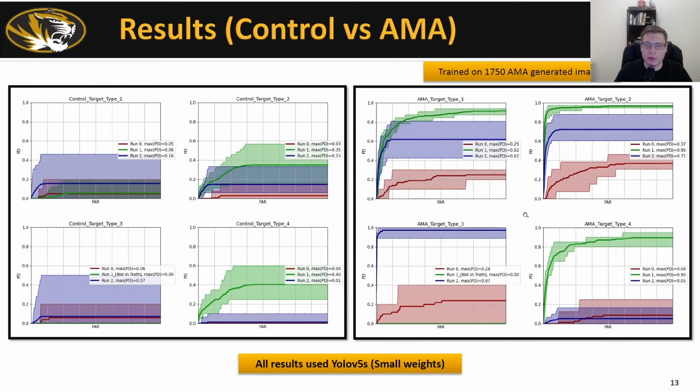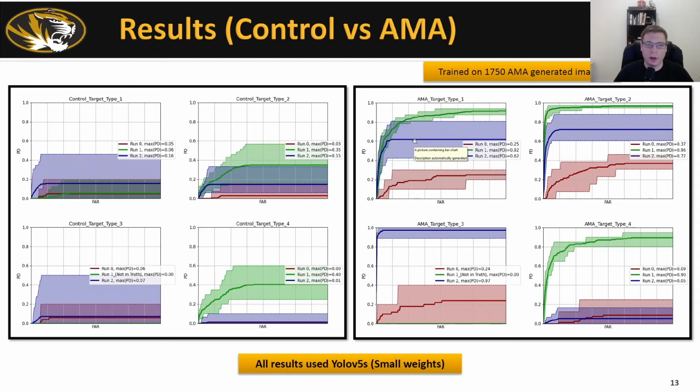Now on this slide, what we're showing on the right-hand side is, well, on the left-hand side, we've left it the same. On the right-hand side, what we've done is we've trained on 1,750 AMA generated images. These are images that were real images from the drone, but they were just background images with no targets. And then we've inserted randomly all these target templates into them. And then we've trained models on them.